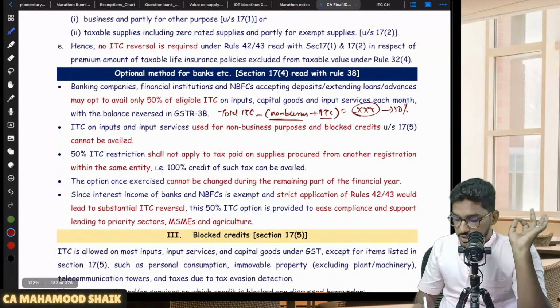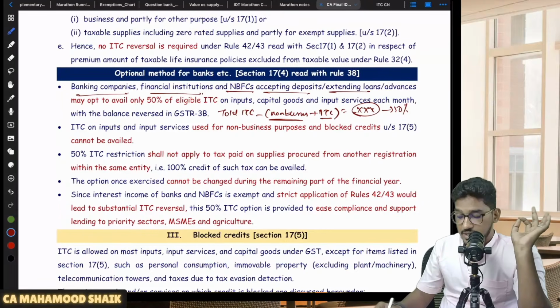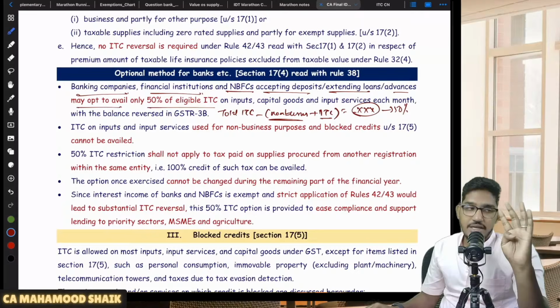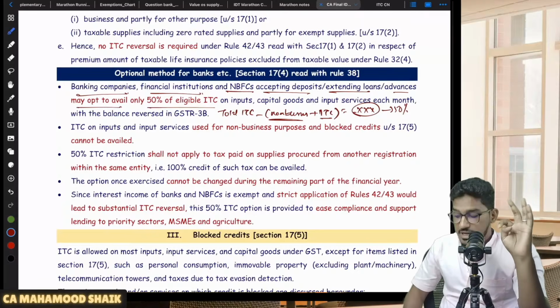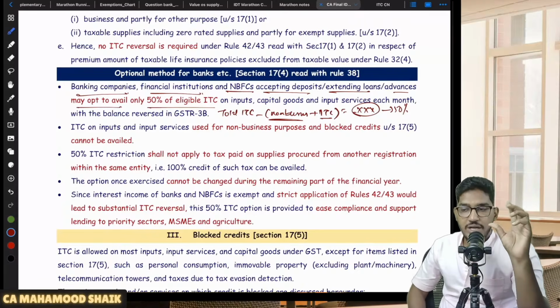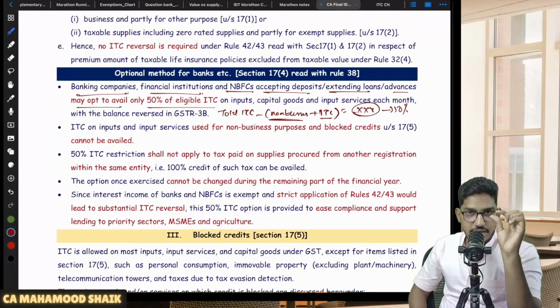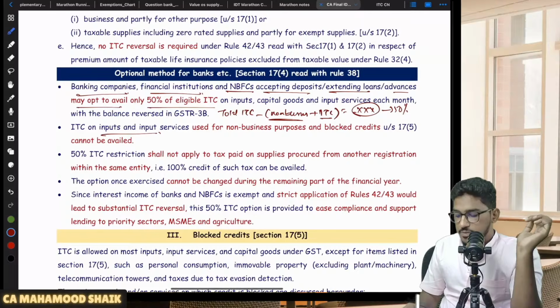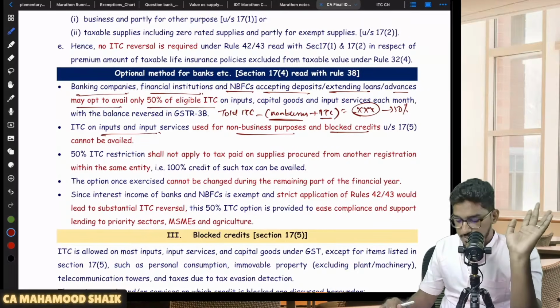If you read this point, banking companies, financial institutions and NBFCs which are accepting deposits or extending loans or advances may opt to avail only 50% of eligible ITC. Sir, what is eligible ITC? Your total ITC minus the ITC allocated for non-business purposes and blocked credit. If you take that out, you get what is called eligible ITC. Of that eligible ITC, only 50% you claim; the balance you leave. ITC on inputs and input services used for non-business purposes and blocked credits will anyhow be ineligible.